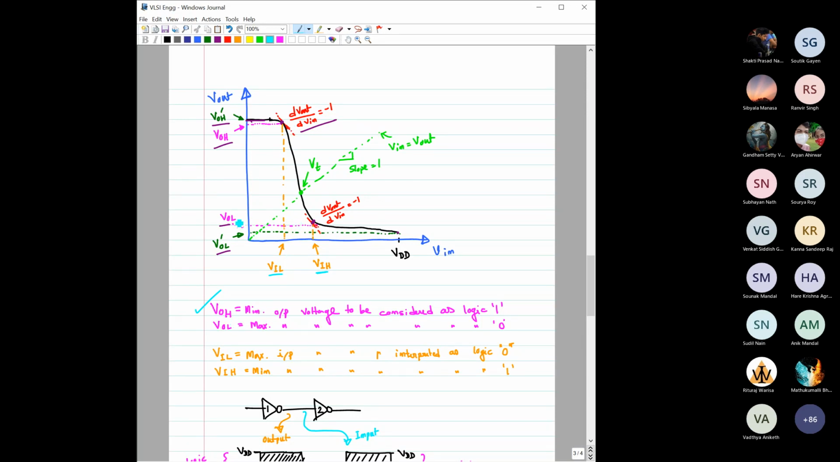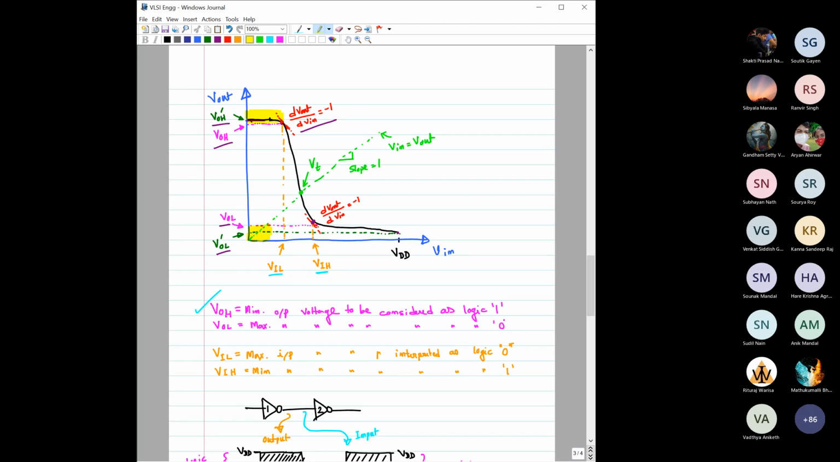So, what is VOH? When we are discussing this VTC, anything above this VOH, we will consider as logic 1 in the output. What is VOL? VOL is the maximum voltage level on the output side. That means below VOL, any voltage on the output side would be considered as logic 0.